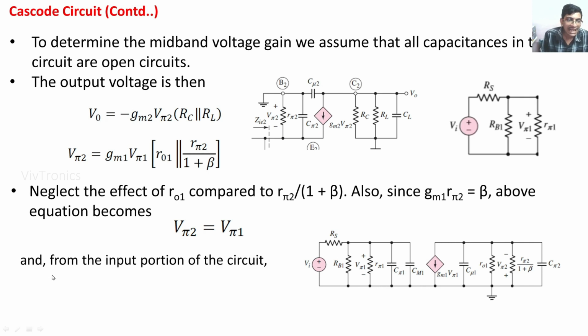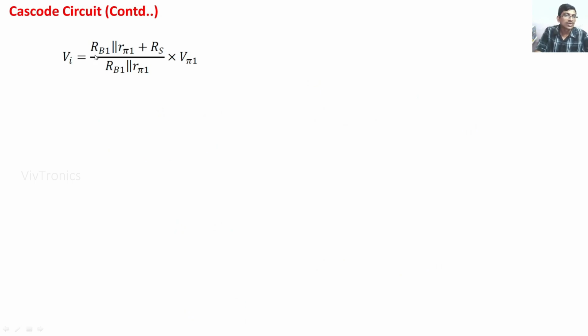And from the input side portion of the circuit, we can write vπ1, the input voltage, which is equal to the applied voltage Vi into the voltage across the resistance. Here the two resistances are in parallel combination, RB1 parallel rπ1, divided by the total resistance Rs plus RB1 parallel with rπ1. That will be the vπ1 input voltage of stage 1. Therefore, we can write Vi is equal to RB1 parallel with rπ1 plus Rs, divided by RB1 in parallel with rπ1, into vπ1.